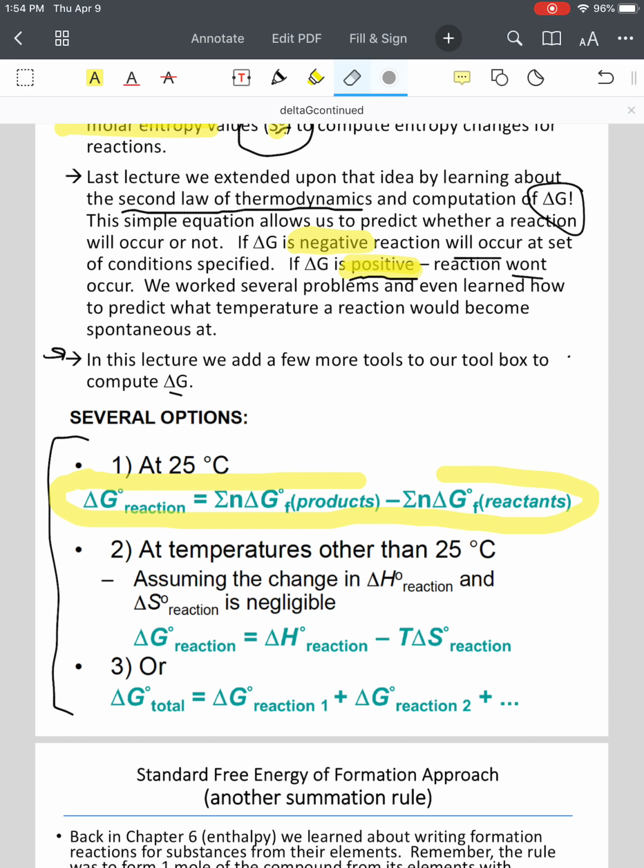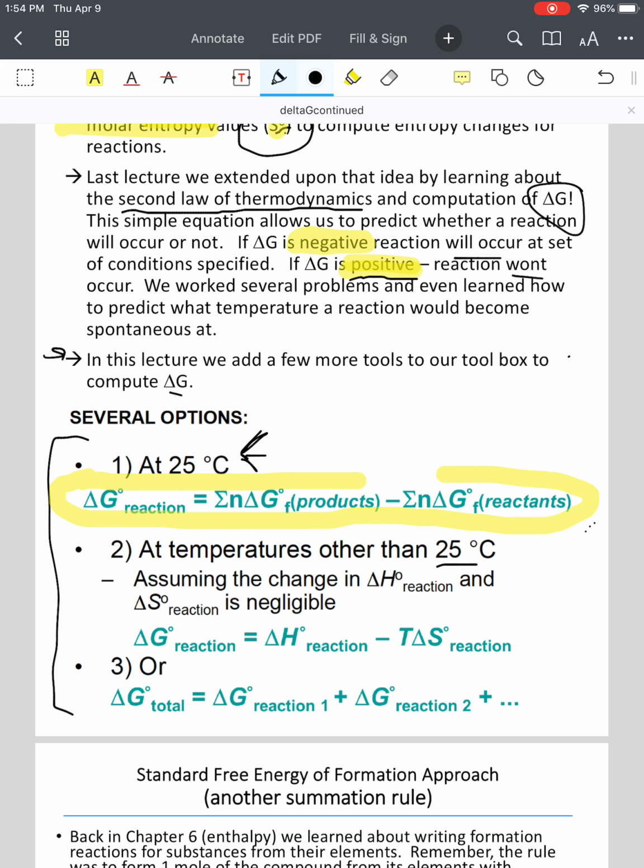So it turns out that this rule is going to be really similar to that in terms of how we're going to use it, okay? I think you'll find it pretty straightforward if you understand those other options. Now, that's really good to compute the standard Gibbs free energy change for a reaction at 25 degrees Celsius. But if we're not using that standard temperature, if we're at a different temperature, what can we do?